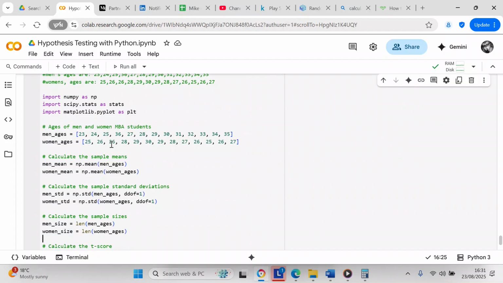We're going to calculate the sample sizes. Men's size equals len of men's ages, and women's size equals len of women's ages. And I believe that there are 13 elements in both the men and the women.